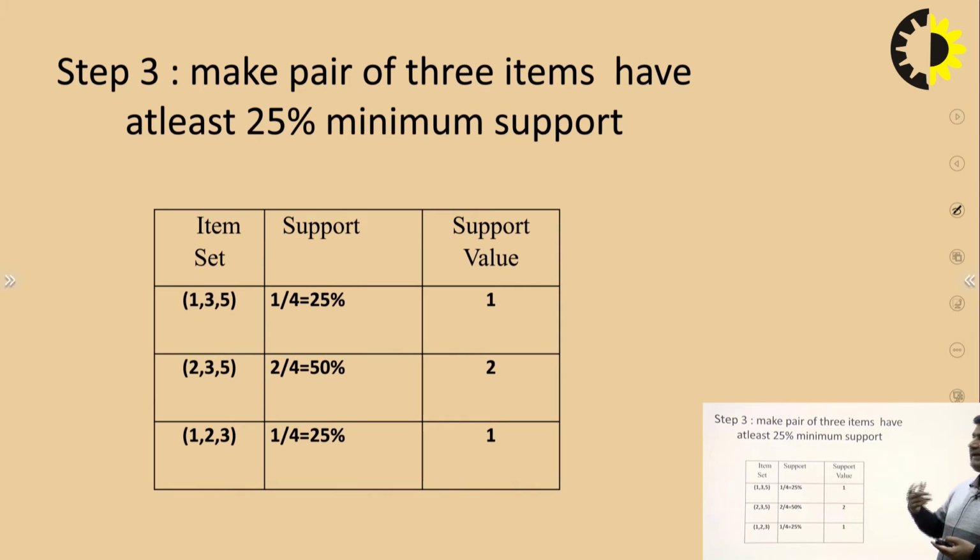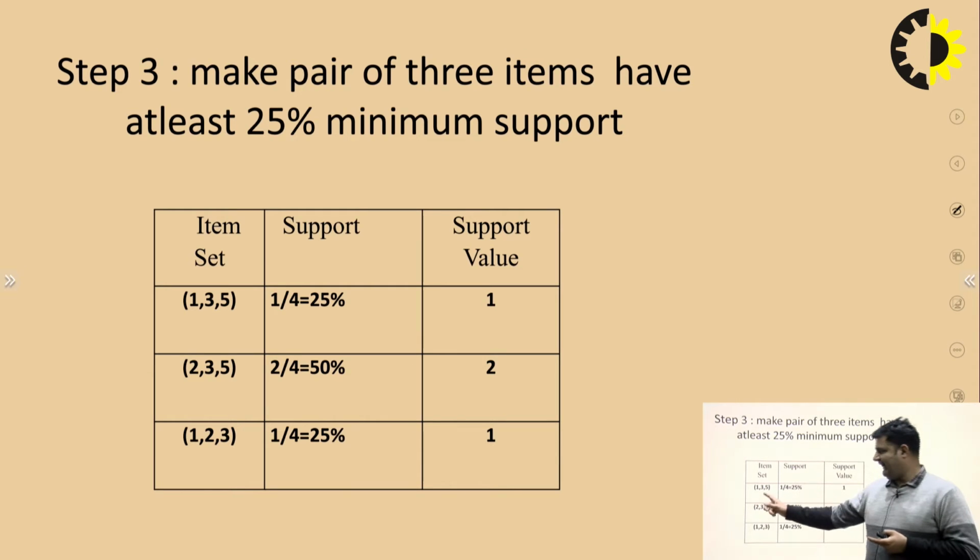Now we move on to step number 3. In step 1, we take the individual items and count the support value. In step number 1, we remove the items that have a support value less than 50%. In step number 2, we make the pairs and we check the pairs. On the basis of this, we again remove the values less than 50%. Now in step number 3, we make the pairs of 3 items.